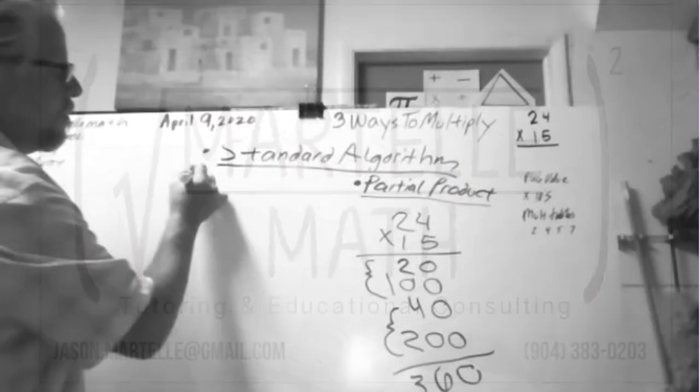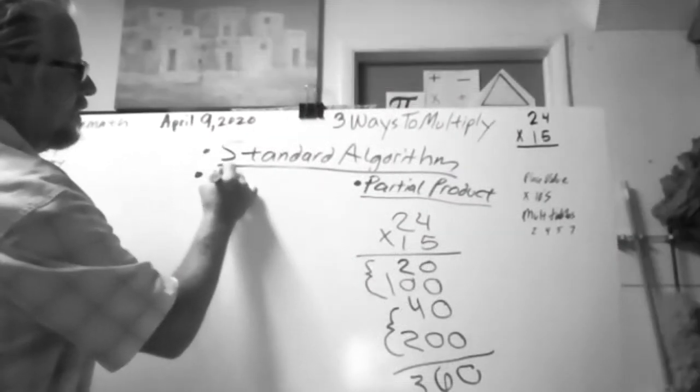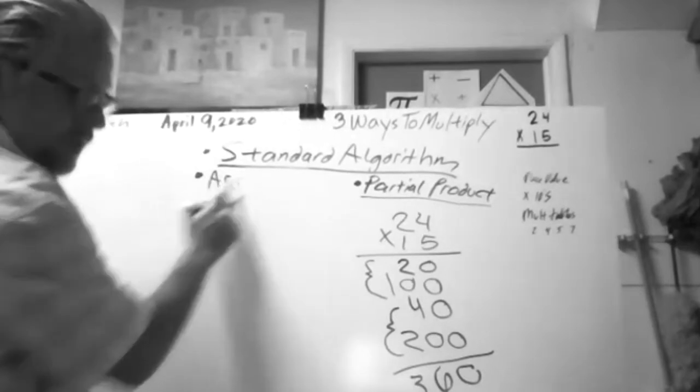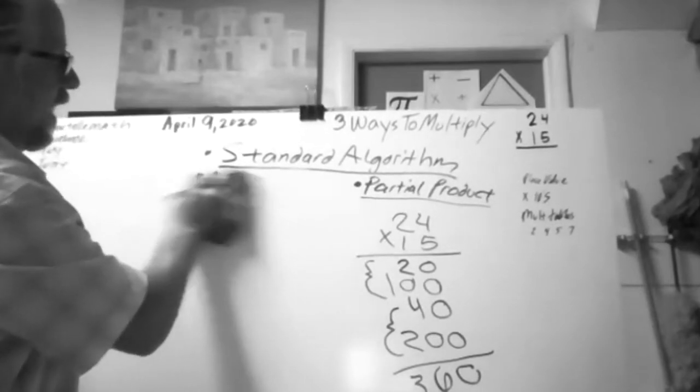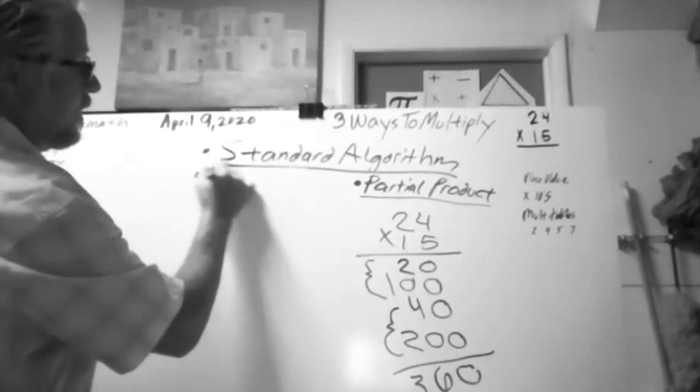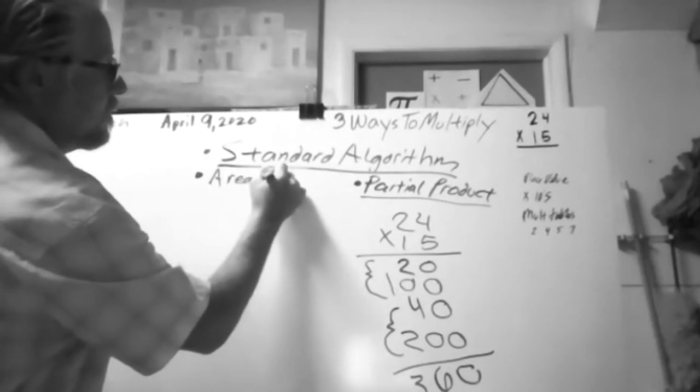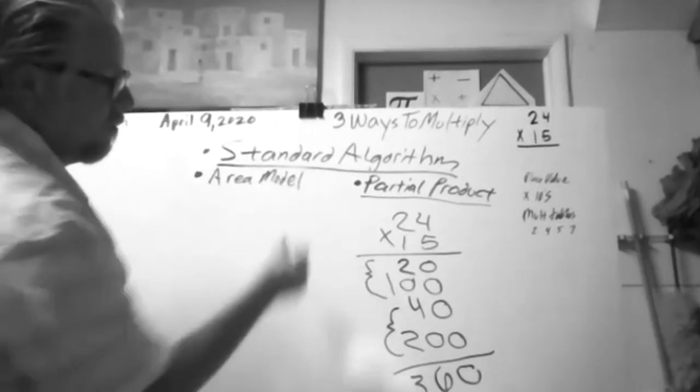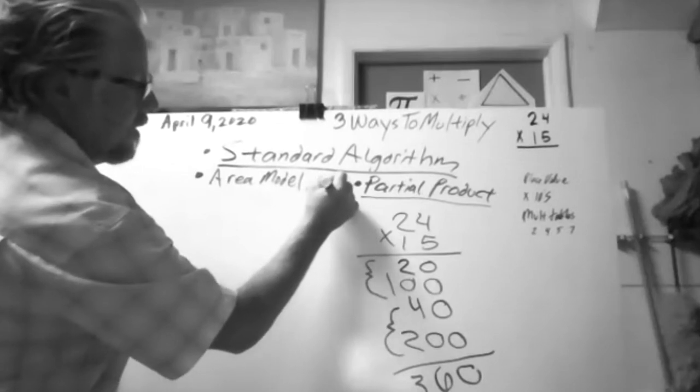Our third method of multiplication is called the area model. Whoa, spelling much? See, that's why I teach math, not reading. You call it the area model or area model method.